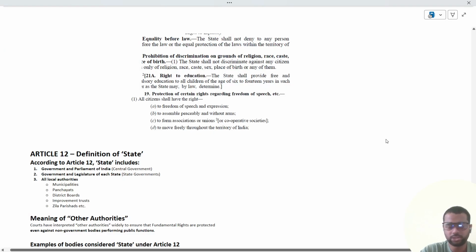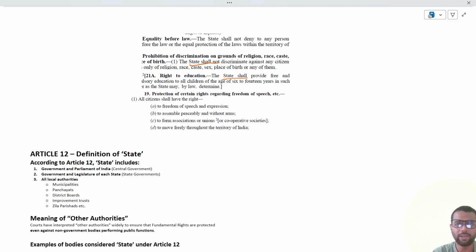So what you see on the screen is a snap taken from the Indian Constitution directly. And you see there is a term mentioned as the state shall not, and the state shall not discriminate over here as well. Then we have the state shall. So this term state has been used repeatedly in the coming articles.